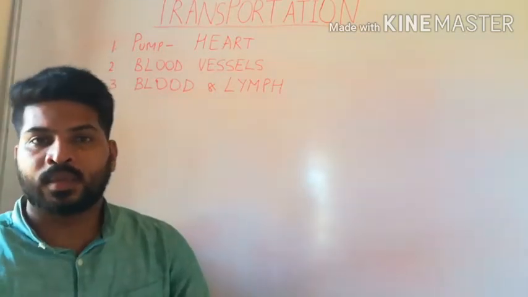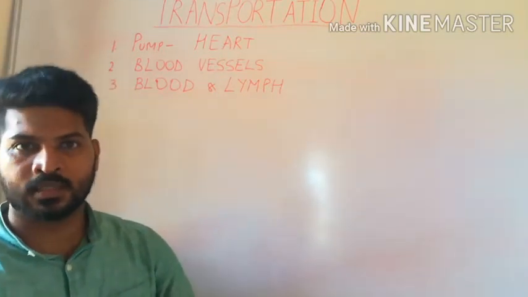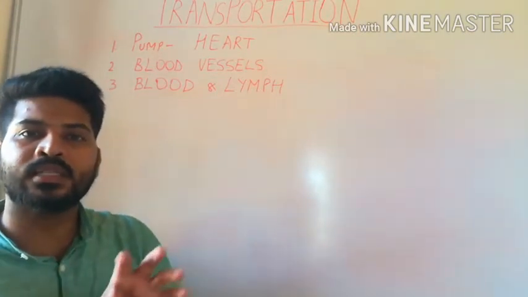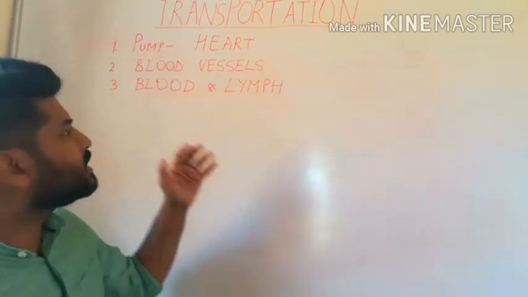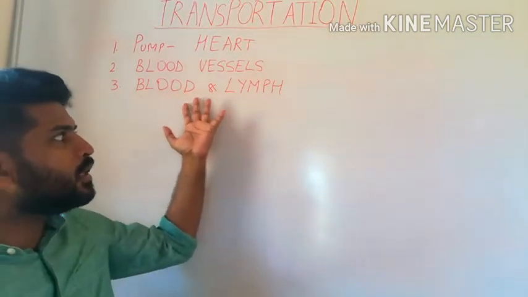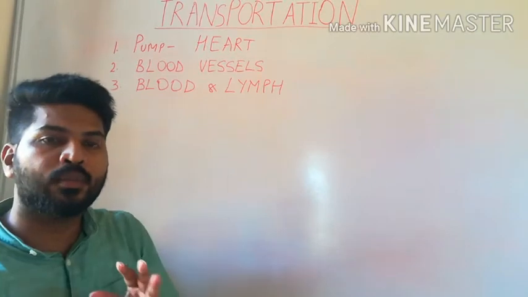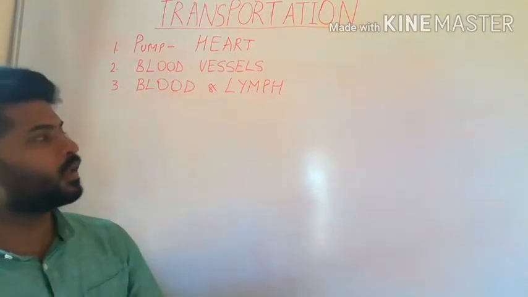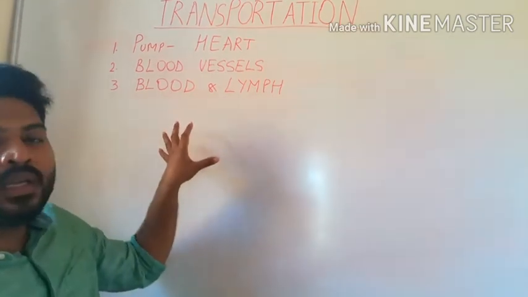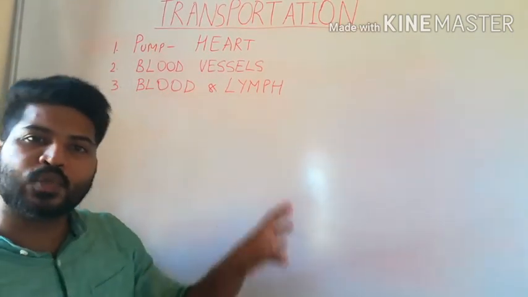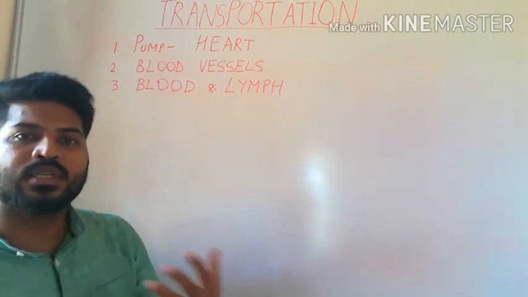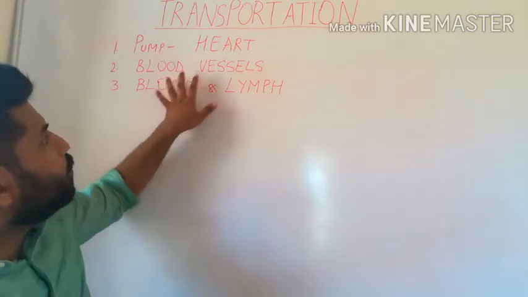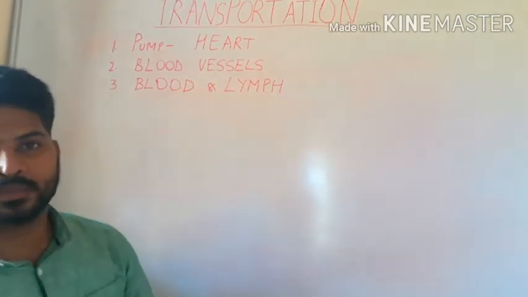The circulatory system requires three things. One is a medium through which these different substances are transported. This medium could be either blood or lymph. I am talking about higher vertebrates, not the lower organisms. This blood needs to be transported from one place to another. It requires specialized networks in which blood can be carried. So, blood vessels are present.